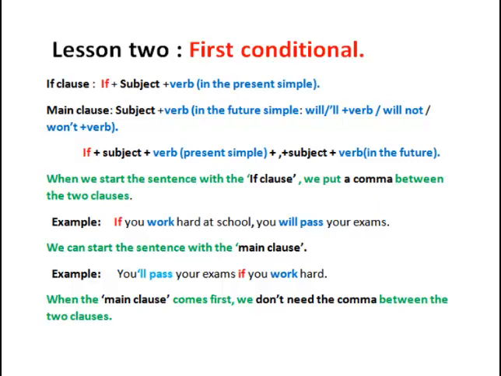That is will plus verb, or the short form of will, that is apostrophe double L, plus verb. The negative form is will not or won't plus verb. The sentence would be like this: if plus subject plus verb in the present simple, then the comma, then subject, verb in the future simple.